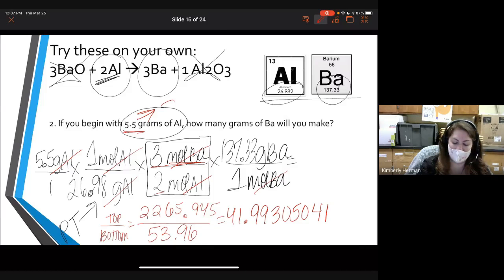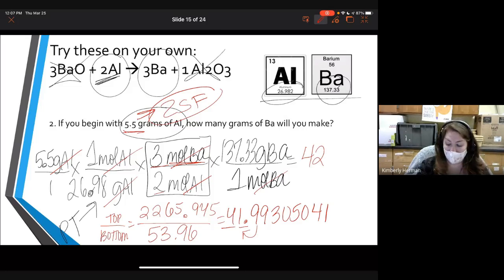So now go back to your given. 5.5 would have 2 sig figs, so we're going to count over 1, 2. Will 9 round 1 up? Yes, it does. So we would see that if we had 5.5 grams of aluminum, we would be able to make 42 grams of Ba.